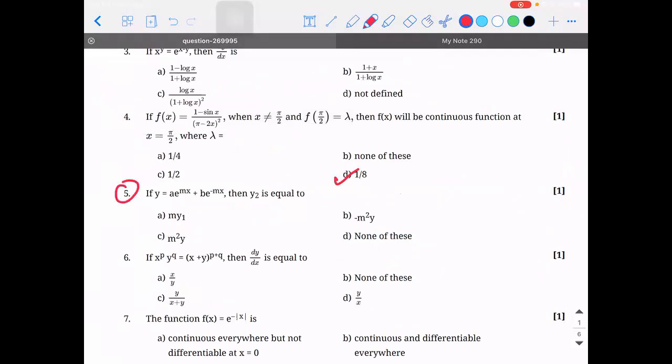Fifth one, can you do? y is equal to a e power mx plus b e power minus mx. Then y2 is equal to? y2 means second derivative. Do it fast and tell me. m square y. Let me check. That's right. You just have to differentiate it twice.